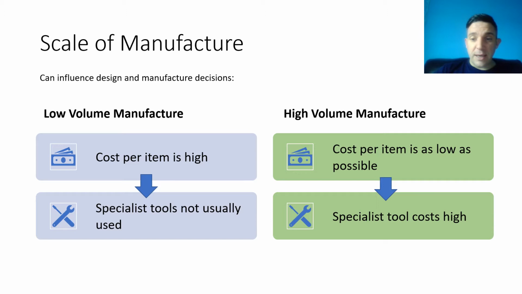However, if you were going to make a high volume manufacture of a product, let's say you were going to make 10 million, let's say you were going to make 1,000, the chances are that you'll want to implement some specialist tools to help speed up your manufacturing process. So the cost per item can become lower. However, you'll need to implement these specialist tools, which will ultimately make the cost go up.